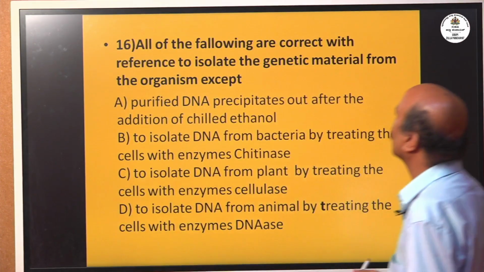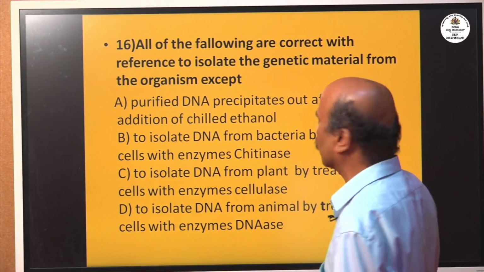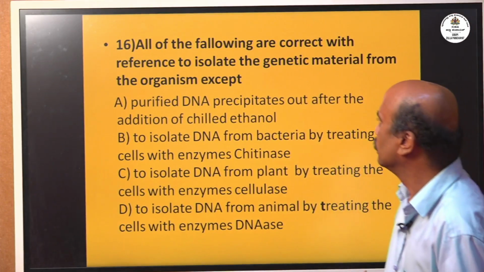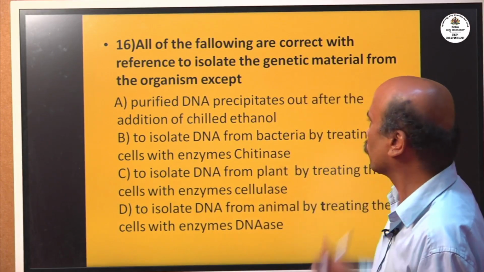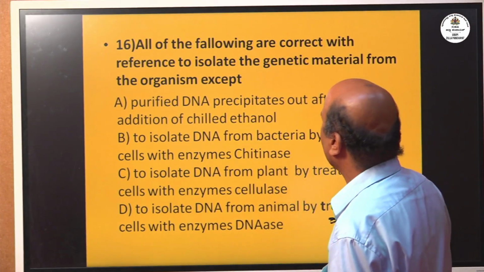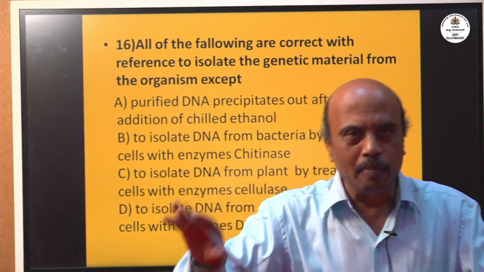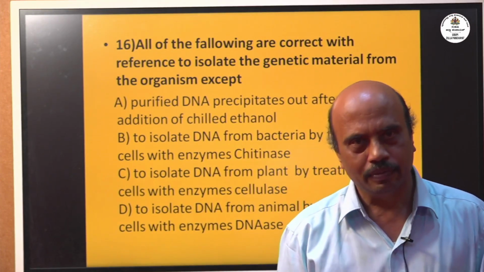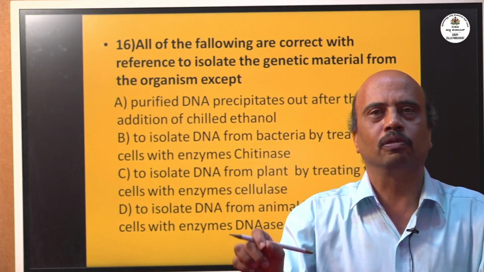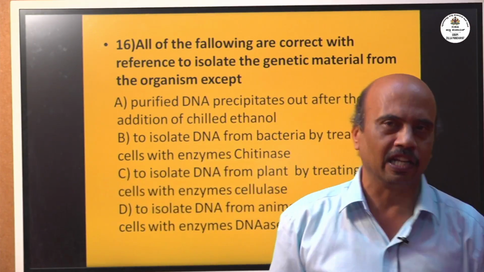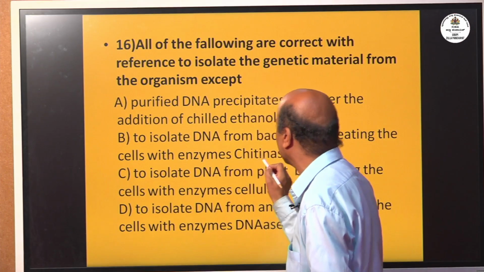Okay, next question. All of the following are correct with reference to isolation of the genetic material from organisms except, see, here only one is not correct, and all the rest are related to that question. Purified DNA precipitates out after the addition of chilled ethanol. You know, when you remove all the macromolecules from the cell by removing the cell wall and other things, finally DNA is precipitated out in pure form in chilled ethanol. That is correct. Okay. Next, to isolate DNA from bacteria by treating the cells with the enzyme chitinase.